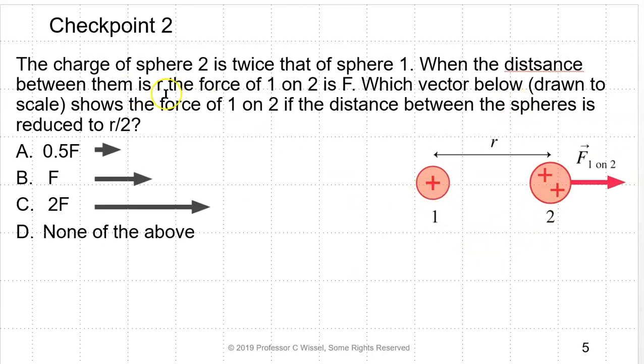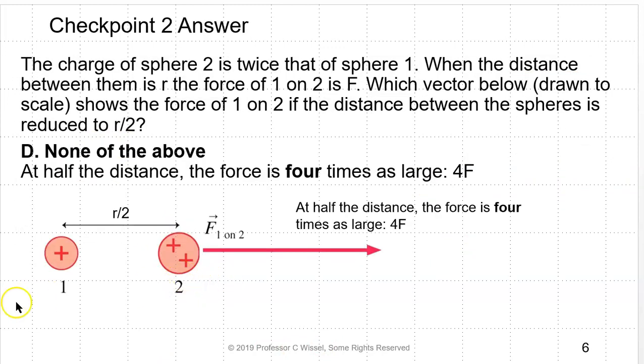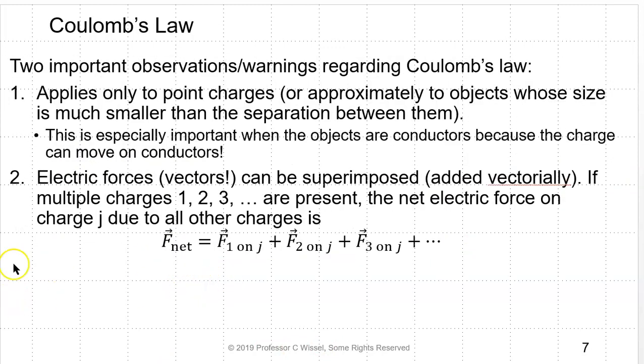The charge on sphere 2 is twice that of sphere 1. When the distance between them is R, the force of 1 on 2 is F. Which vector below, drawn to scale, shows the force of 1 on 2 if the distance between the spheres is reduced to 1/2? Well, if it's reduced to 1/2, it's going to be 4 times as much. None of these look like it's 4 times as much, so I would say none of the above. Remember, it's an inverse square law.